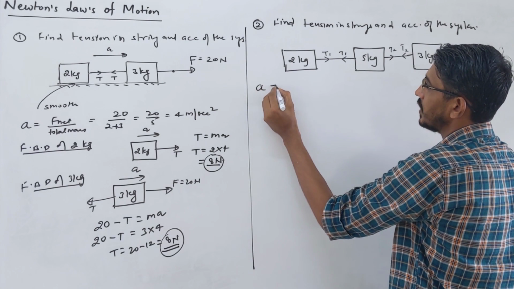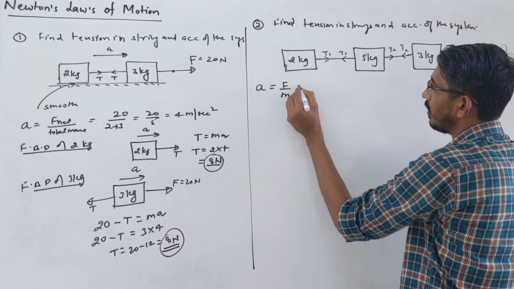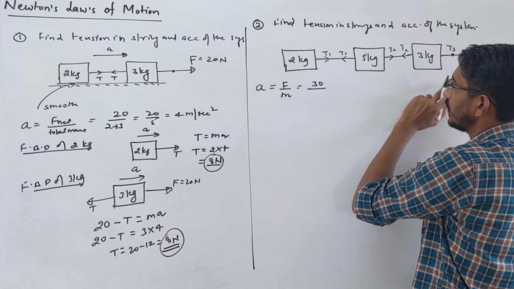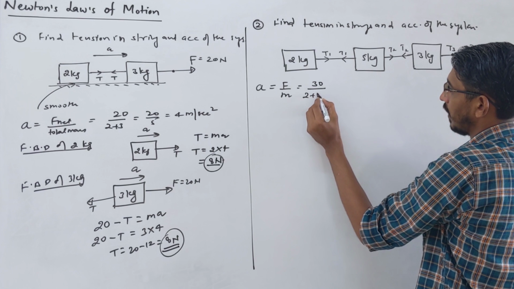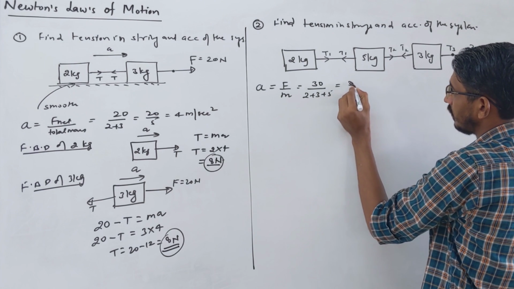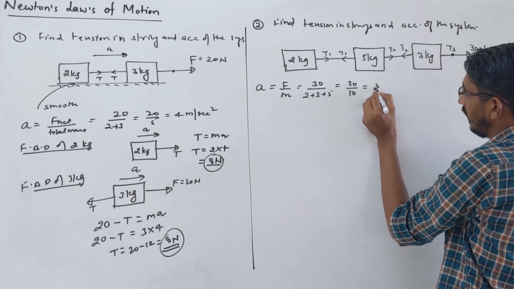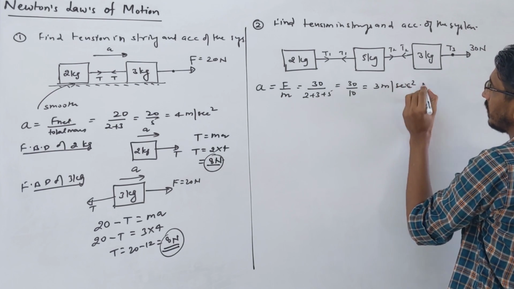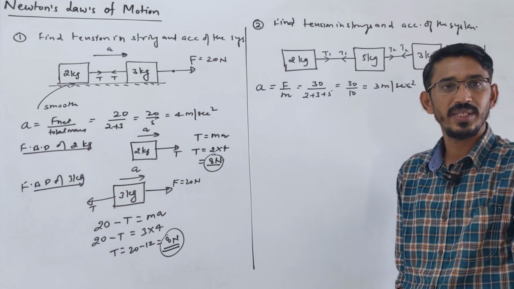First find the acceleration of the system: net force by total mass. What is the net force acting? 30 Newton, no other force, no friction force. Total mass 2 plus 3 plus 5 is 10, so 30 by 10 is 3 meter per second square. That's the acceleration of the system. Now we have to find the tensions.